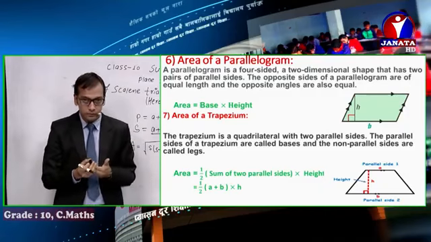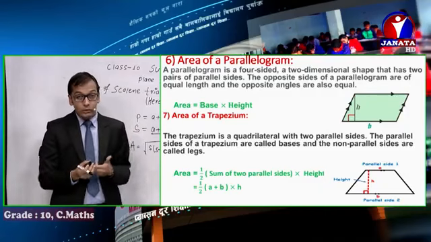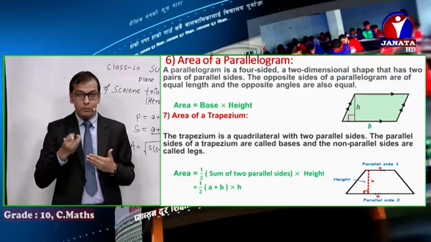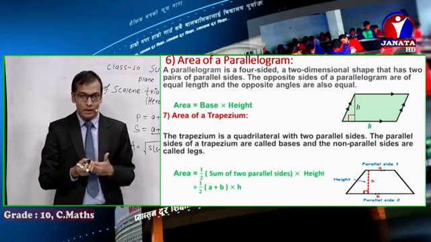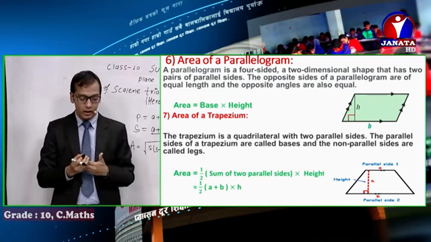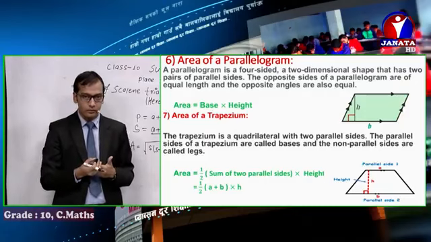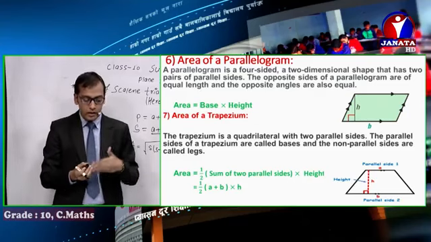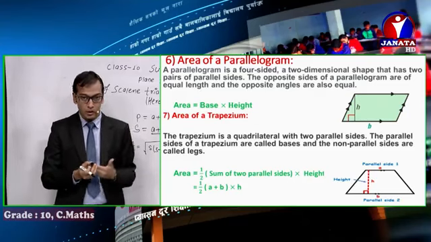There are other features. Also, what is the area? If we know the base and height of a parallelogram, we can simply find its area by using the formula: area is base times height. These plane figures are familiar for us.